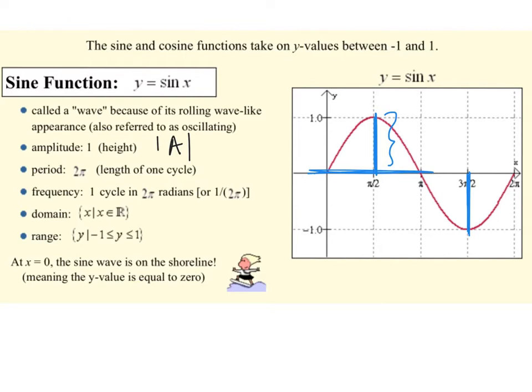In domain and range, for the standard form the domain is all real numbers, it doesn't have any asymptotes, and the range typically goes from positive 1 to negative 1. Now again, that can change as well. Another thing to know is that if you have the graph of sine in standard form, it's going to cross through the origin.